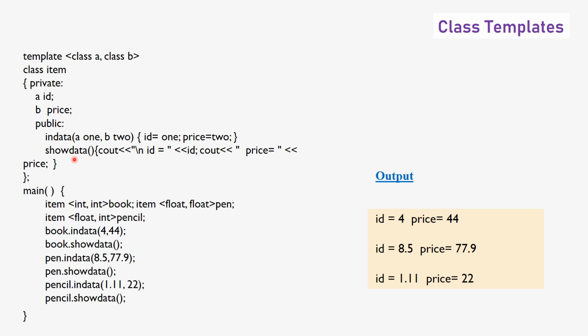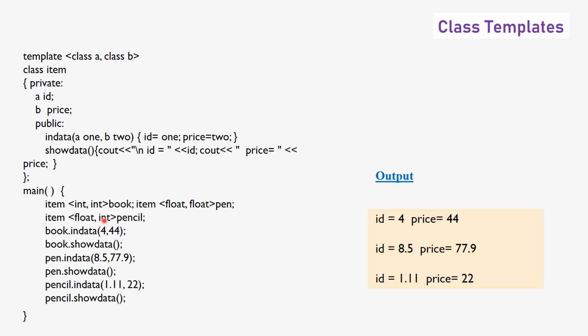In the main function we have three objects: book, pen and pencil. So book and pen are both simple because we are passing the same type of arguments, integer integer and float and float. So we don't need two templates for book and pen. Actually, if you are using one template, that one template can work for these two objects, but one template won't work for pencil because pencil is mixing the arguments. The first argument is float and the second argument is integer.